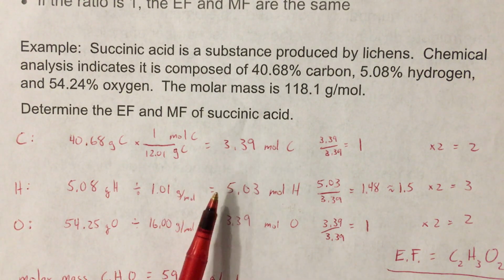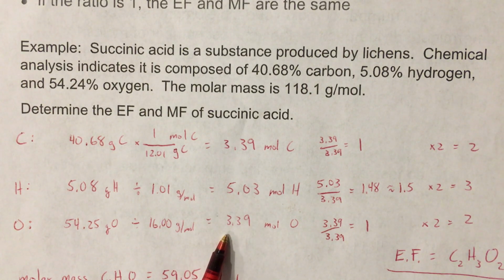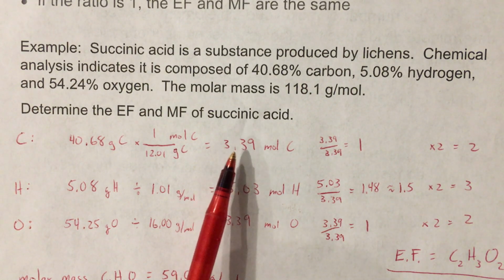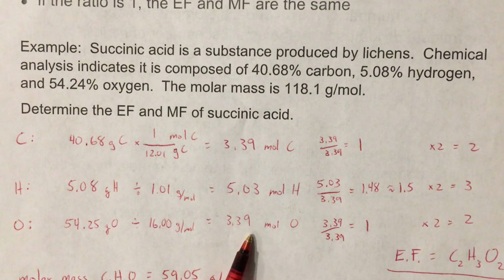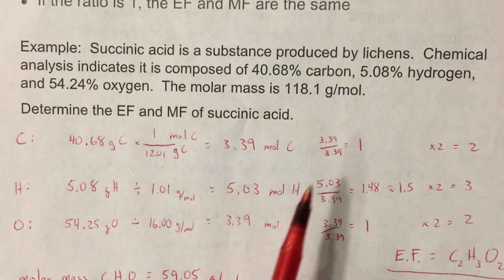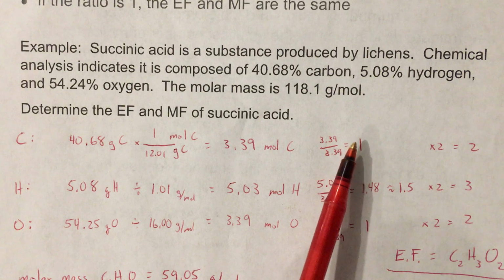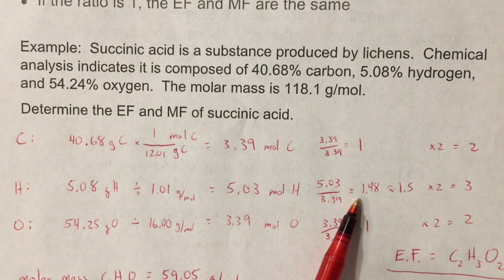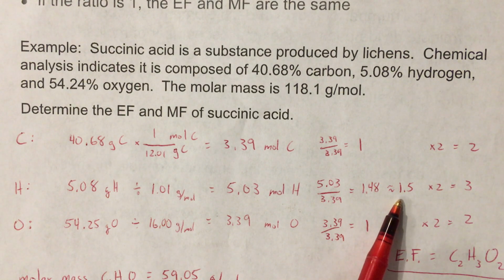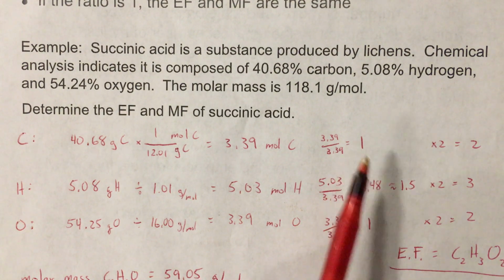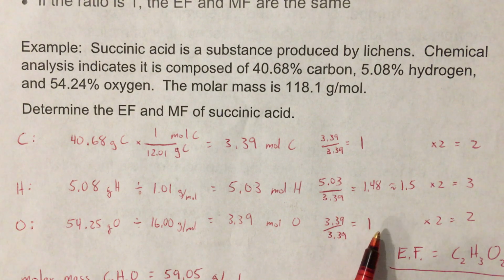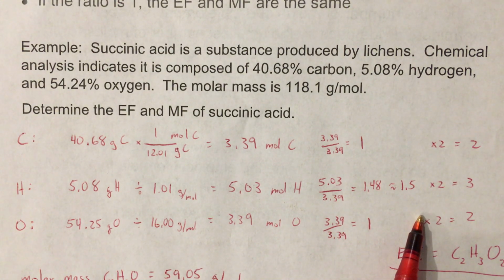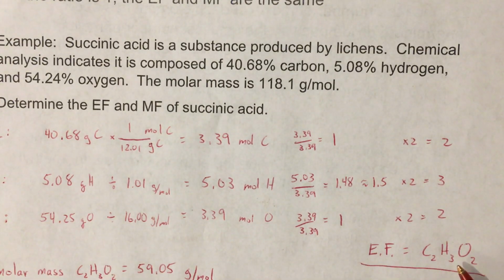Once you've done that, you can get the ratio of moles. And at that point, you're going to again divide by the least value. So we're going to divide each of them by 3.39. So of course, carbon and oxygen will both be 1. And the hydrogen ends up being really close to 1.5. So then we've got a 1 to 1.5 to 1 ratio for the empirical formula. So to get that into whole numbers, we're going to multiply everything by 2. And that gives us an empirical formula of C2H3O2.